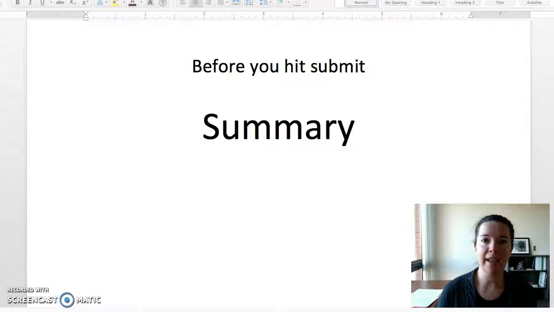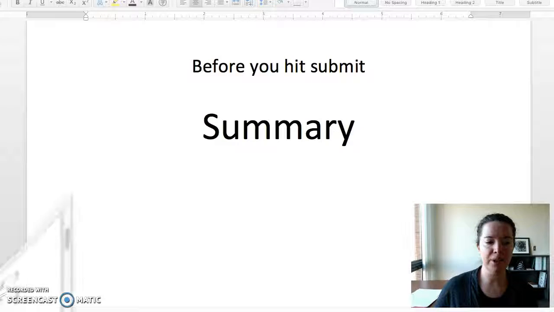You've written your summary and you're ready to submit it. At least you think you are. Hold on a minute. Let's check a couple of things before you submit your article summary. First of all, take a moment and look at the assignment sheet.